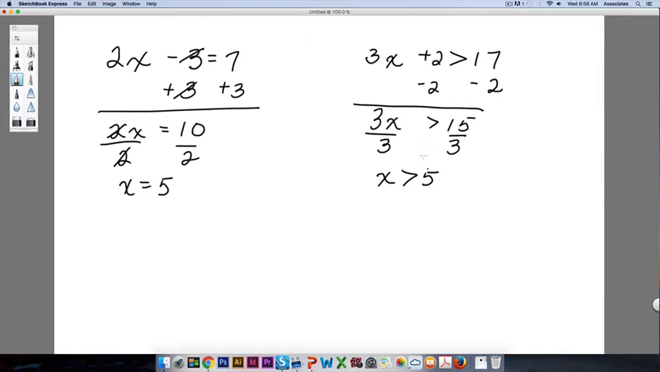So let's see if this is true. 3 times 5 is 15, plus 2 is 17. The number has to be greater than 5, so I need to pick something like 6 or 7. So let's try 6. 3 times 6 is 18, plus 2 is 20. It works. So we've checked those, and my check on the second one was a little rough, but we got through it. So let's clear that off.